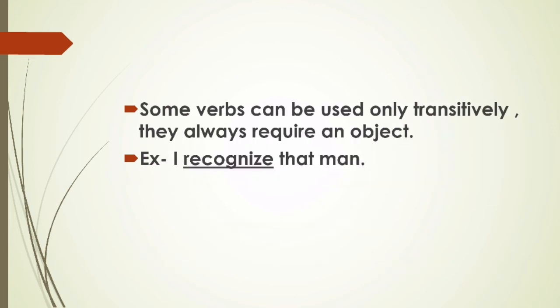Some verbs can be used only transitively. In the same way, there are some verbs which can be used only transitively. That means they always require an object. Like if we take one example: I recognize that man. In this, recognize is the verb. Action ho raha hai, it's a verb. Right? Now recognized what? Man. So it is the object. So we have the object. That means it is a transitive verb because it shows that the action is passing from subject to object. Okay, students.